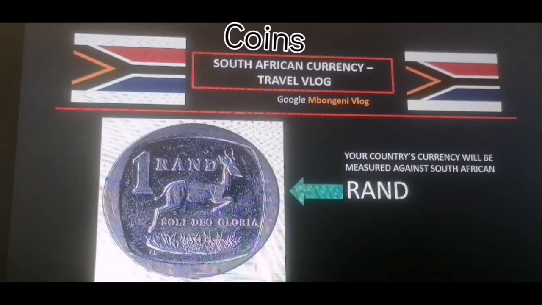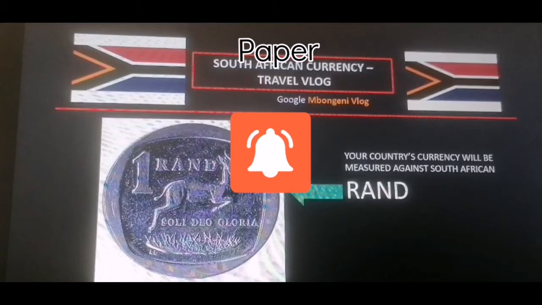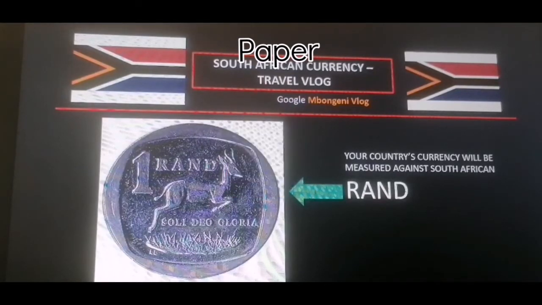Our currency is based on the rand. So our currency is called the rand. It starts from 1 rand moving upwards, although we do have some cents, which I'm going to show you after this. But the main yardstick of our currency is the rand. So if we compare our currency strength with other countries, then we use the rand. So this is the rand.